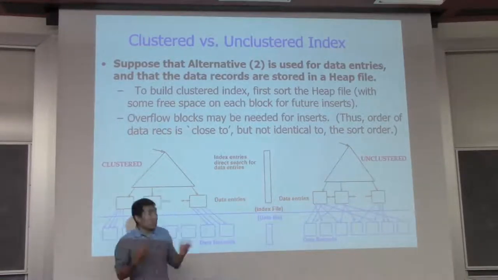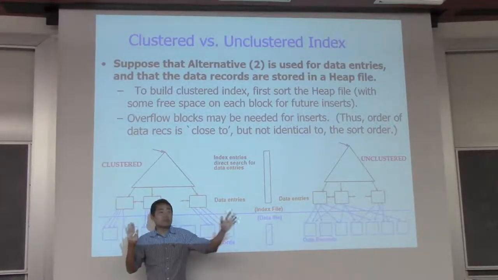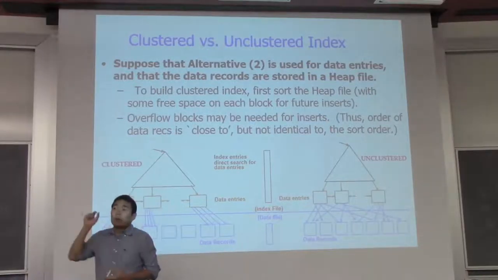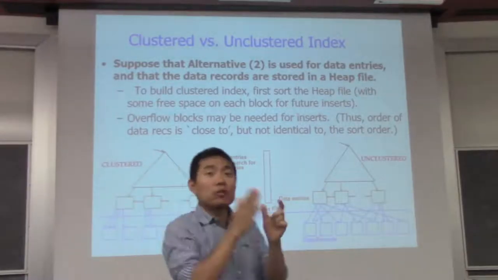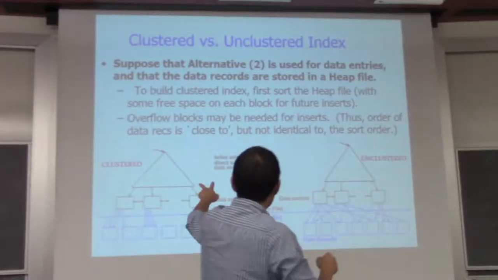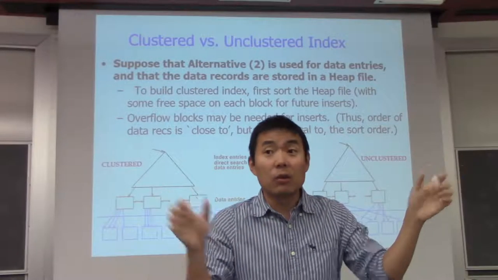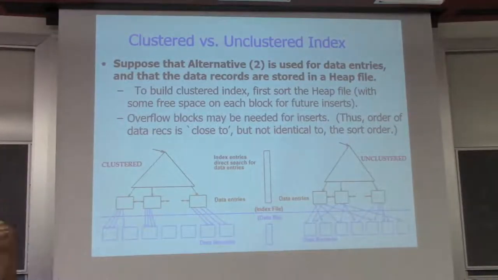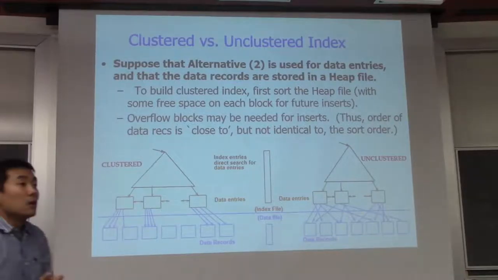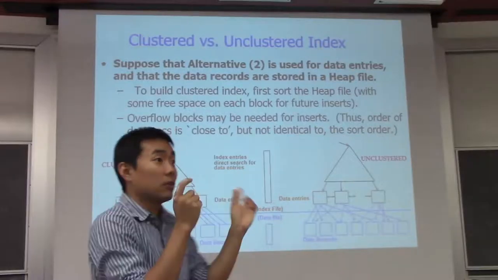So you may wonder, okay, fine, I understand the difference between the two, but why do we bother to make the distinction? Well, it makes a huge difference in your query cost. If you try to search for data entries, then an uncluster index and a cluster index are identical. Why? Because they all go to the brown boxes and they stop. They never look at the records themselves. You never bother to go to the blue boxes.